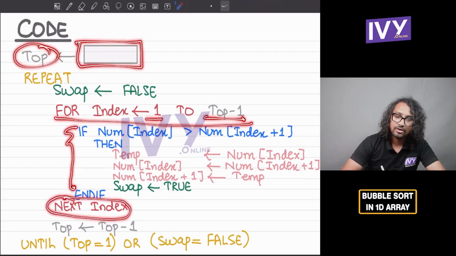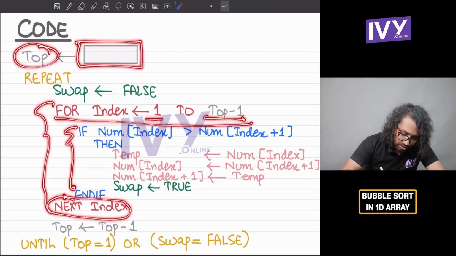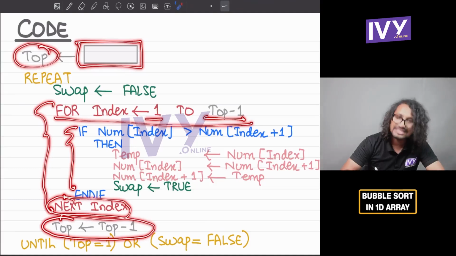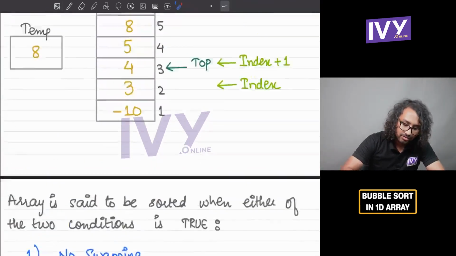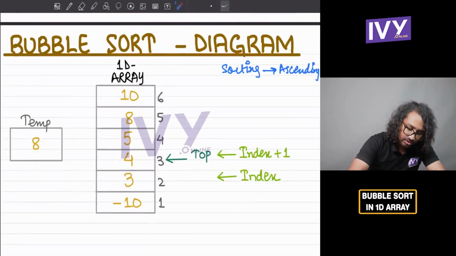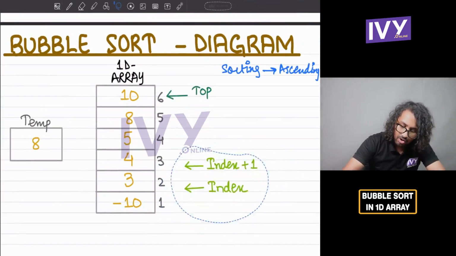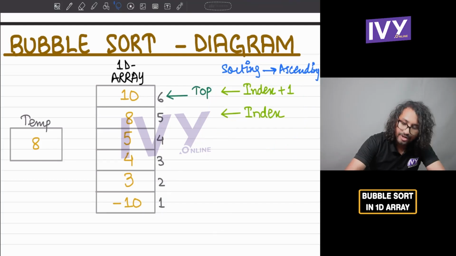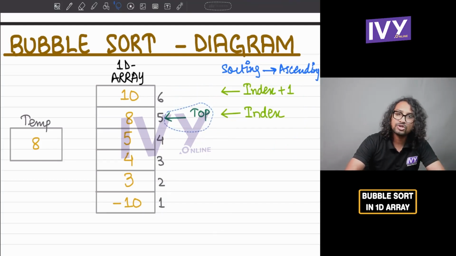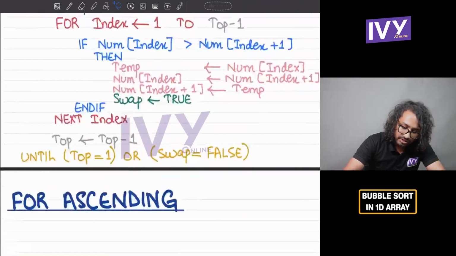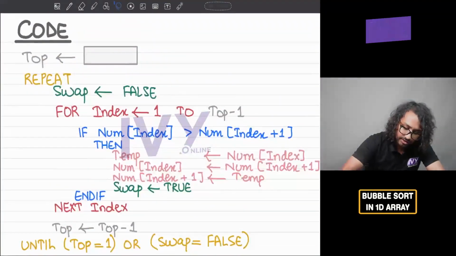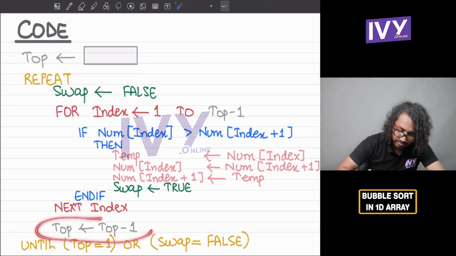Simple, right? After going for a run, what were we doing? We were decreasing the value of top, right? When top was here, we came all the way from here to here. When it was sorted, we were moving the value of top from 6 to 5, right? So this is exactly what this line is all about. I hope it is clear.